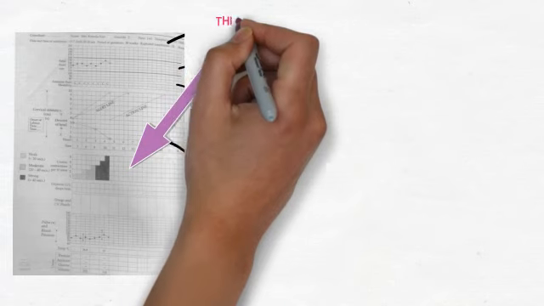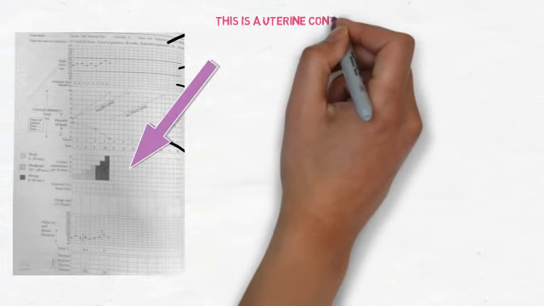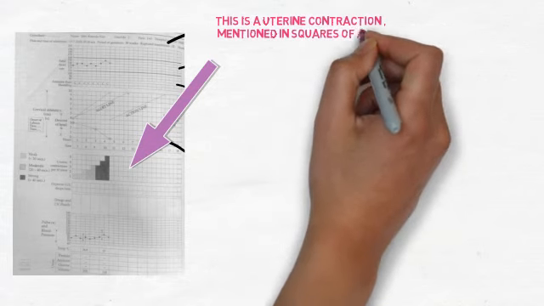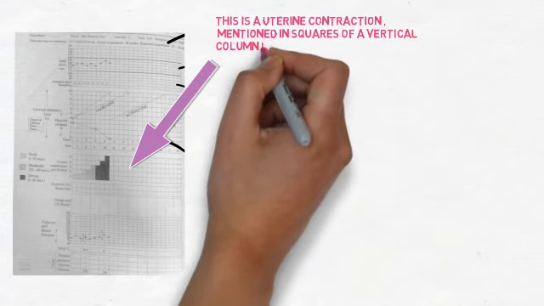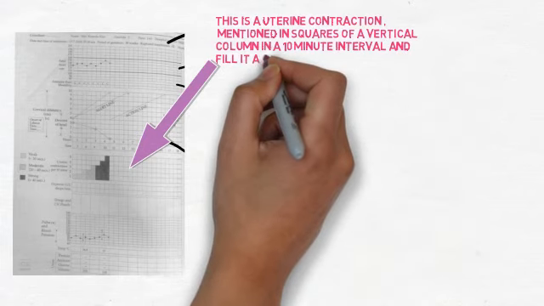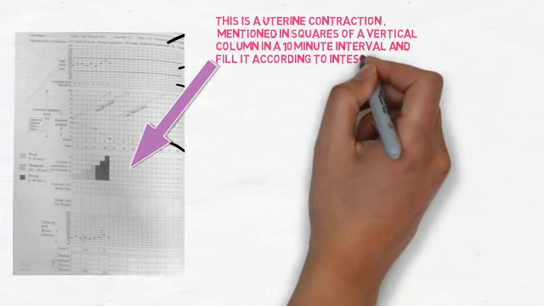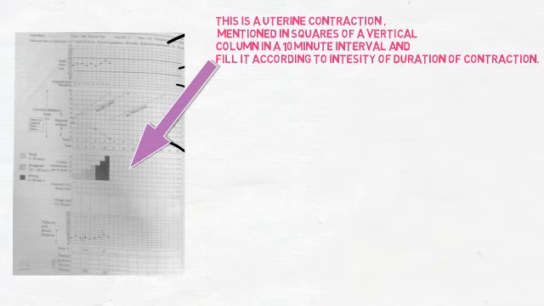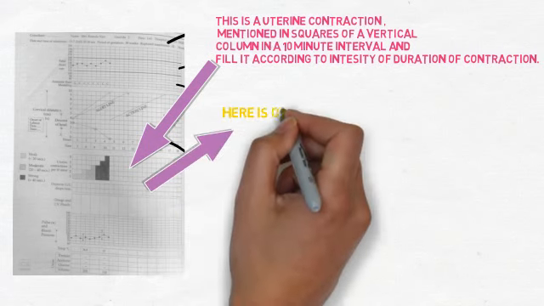So next we are going to discuss the section just below, which mentions the uterine contraction. It's mentioned in squares of vertical columns in a 10 minute interval and filled according to the intensity and duration of contraction, like mild, moderate, or severe. We know if it is less than 20 seconds of contraction, it's mild. If it's between 20 to 40, it's moderate, and if it's above 40 seconds, it's severe.